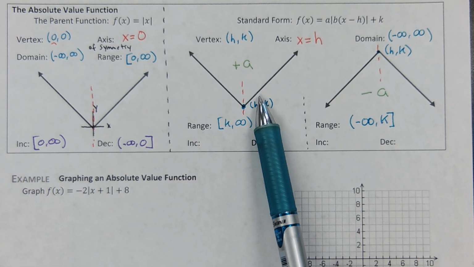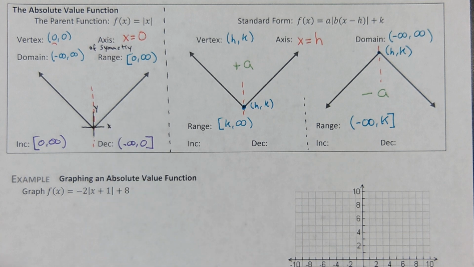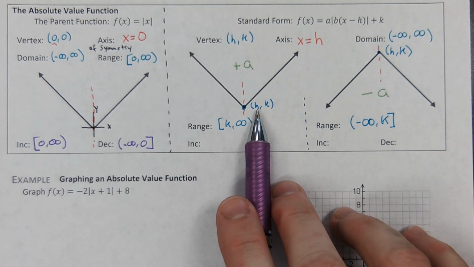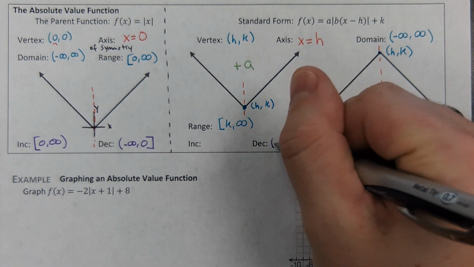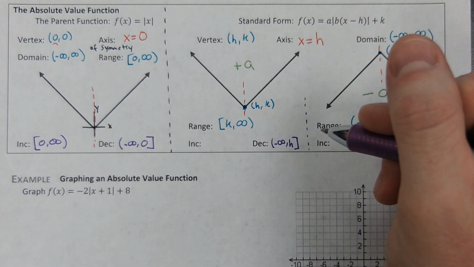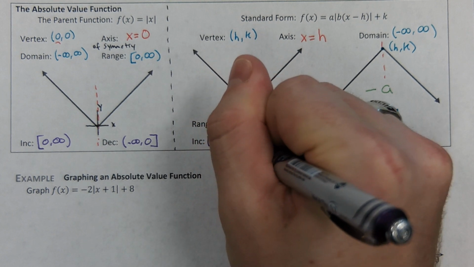This one, just like the parent function, is decreasing to the left of the vertex, increasing to the right of the vertex. This time the vertex's x value, though, is h, not 0. So to the left, we're decreasing, from negative infinity up to h, and the other side of the domain is where we increase, from h to positive infinity.